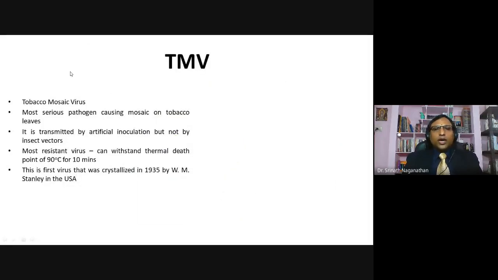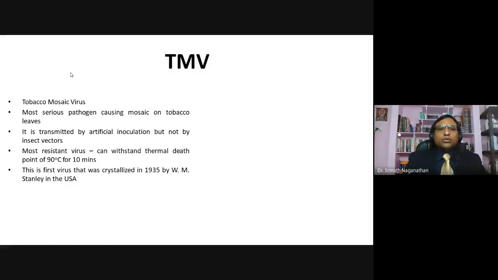The most important one in this is the Tobacco Mosaic Virus, in which we will see how the particular RNA is present and how it works. It is one of the most serious pathogens, causing mosaic on the tobacco leaves, like brittleness or brownish mosaic on the structures, and thereby the leaf gets destroyed and cannot be used further.